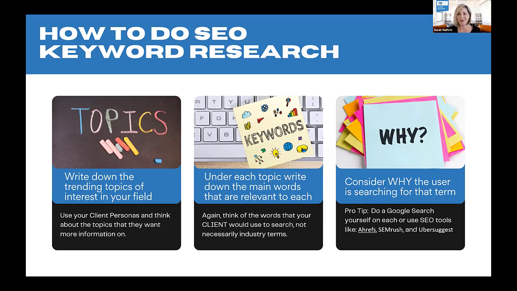If you want to put fingers to keyboard, that's fine as well. But it really helps to write this down in some fashion. And I would say write all of these topics, have buckets or tranches where it's persona 1, persona 2, persona 3, however many personas you created, topics for each of them. Some of them may overlap, certainly. And then under those topics, you're now going to write down the main words that are relevant to each.